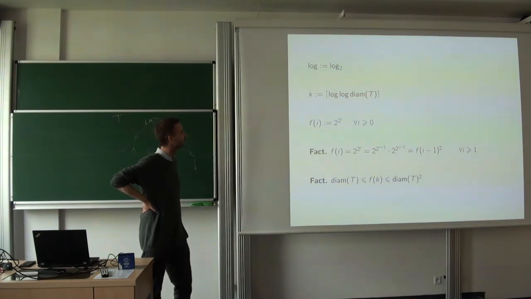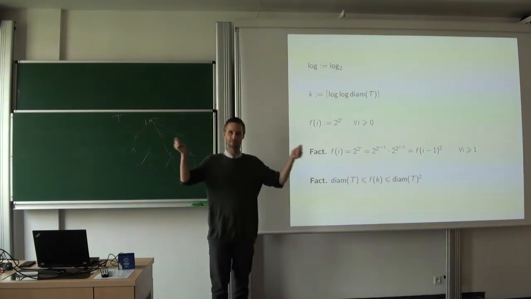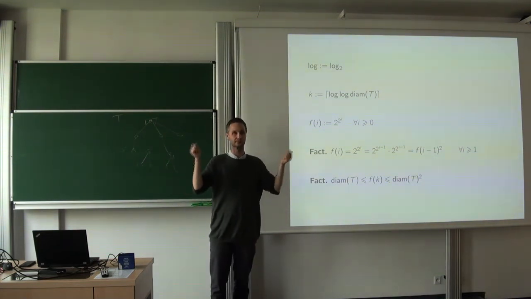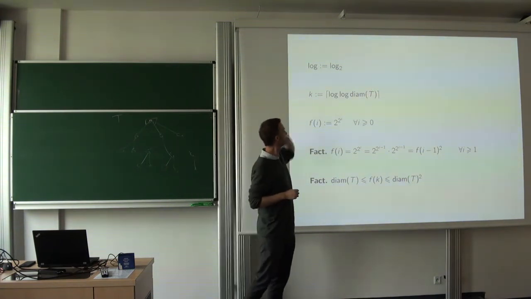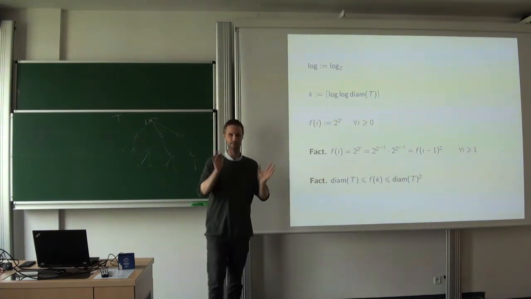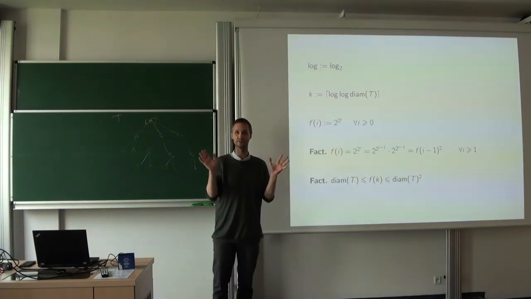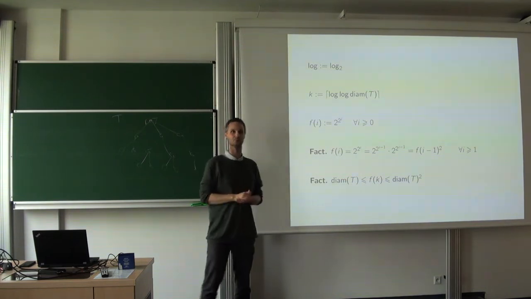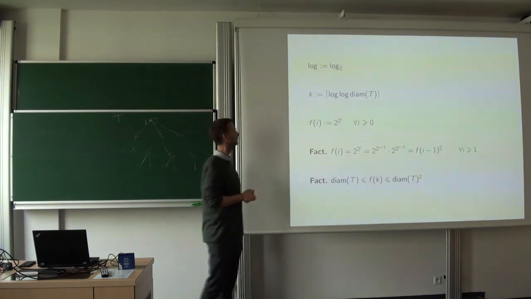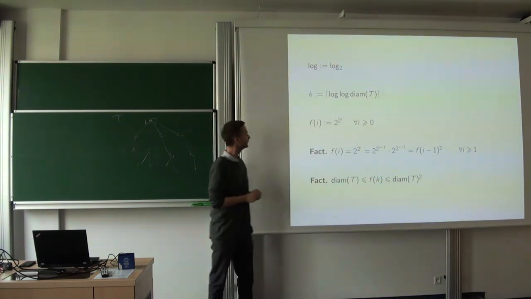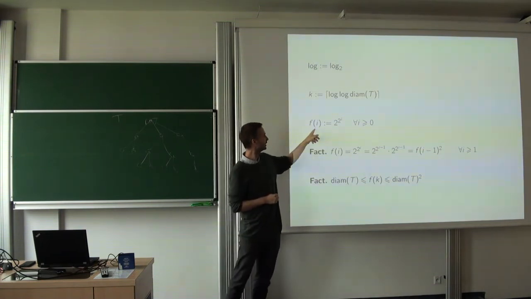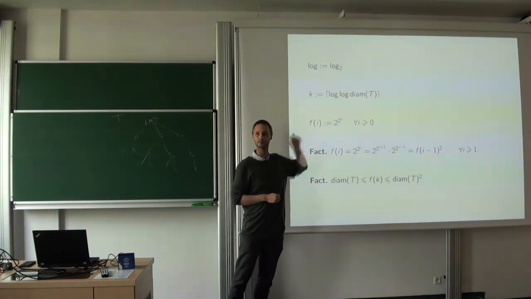And I will look at the diameter of my tree, so the length of a longest path in my tree. And I will take log of that. That will be k. This will be some parameter that we look at. Our trees don't have bounded diameter, so you have to think that k is some large integer, probably. Take the ceiling so that it's an integer. Now define function f of i to be 2 to the 2 to the i.